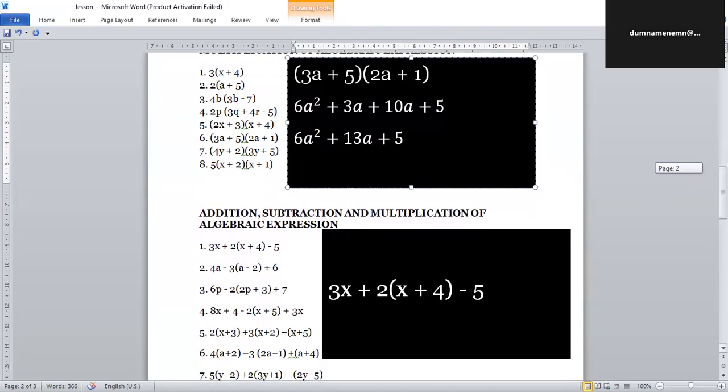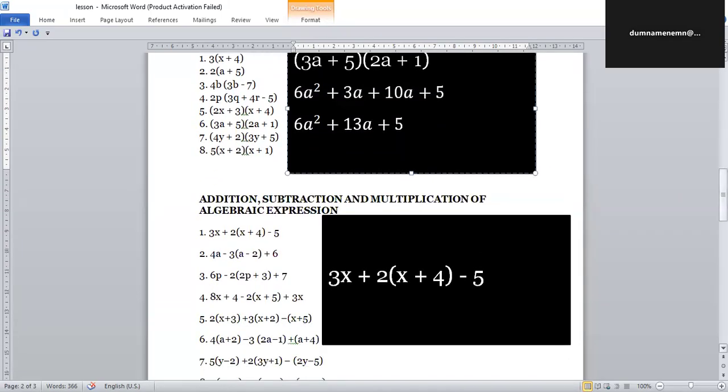This next subheading is combination of addition, subtraction, and multiplication of algebraic expression. So we are going to combine the knowledge that we have gotten from the first subheading, the second subheading, and this one together to solve the question. So now you have been given this type of question. How are you going to do this?